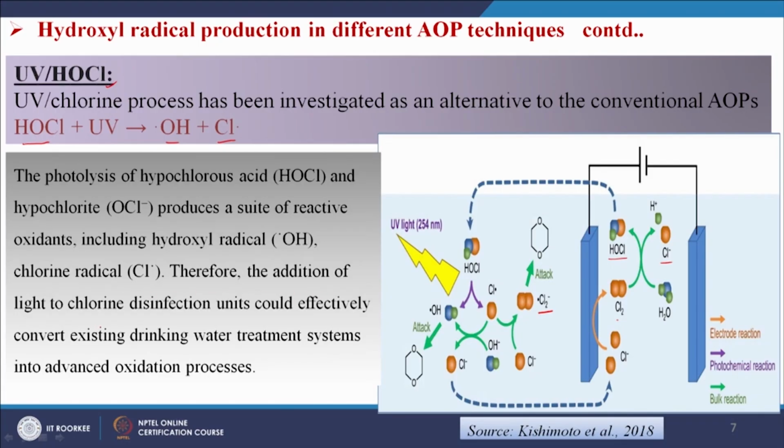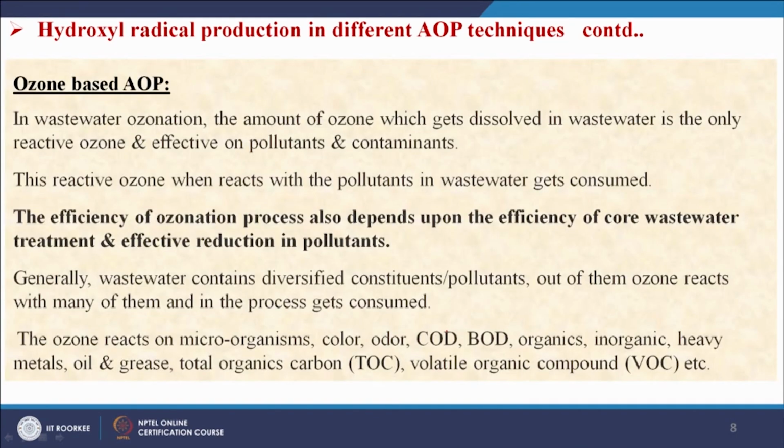Therefore, the addition of light to chlorine disinfection units could effectively convert existing drinking water treatment systems into advanced oxidation processes. We have already discussed that in case of conventional treatment or after tertiary treatment we go for disinfection. So, when we use both chlorine and UV, this type of reaction can take place and disinfection also takes place. So, automatically disinfection and advanced oxidation are taking place in the system when we use UV and chlorine for the disinfection purpose.